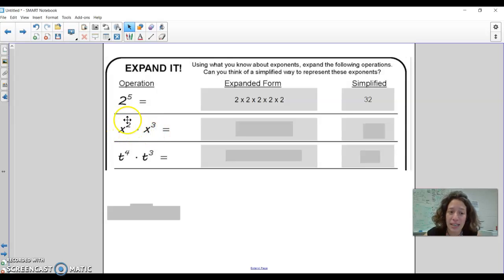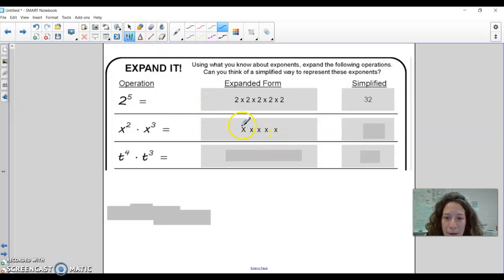This means, right here, that I have 2 x's. So I have 2 x's, x times x, right? So there it is. 1, 2. Now right here, this says that I have 3 x's. So let's multiply. 1, 2, 3. So I see that all of these are going to be multiplying. I'm going to put little dots.